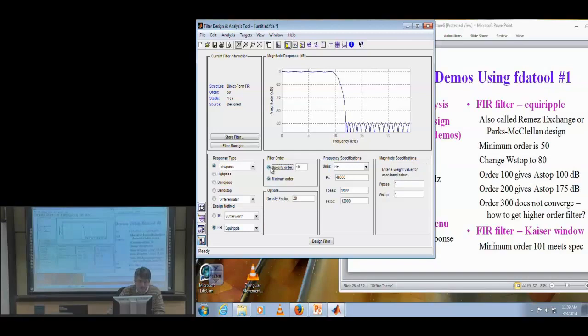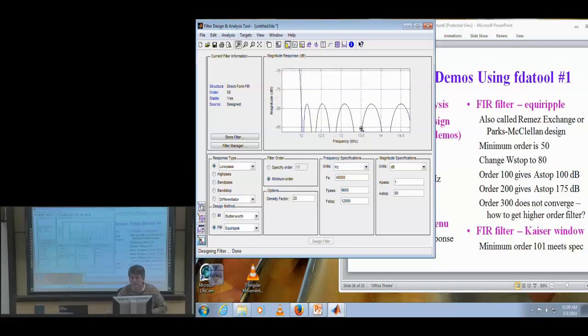So if I want to do minimum order, which is already here, I do the minimum order design, and very quickly we see, does it meet spec? Does it meet the specification in the stop band? No. It's above 80 dB. It doesn't get down below 80 dB, so we have to increase the order or find some other way to meet the spec.